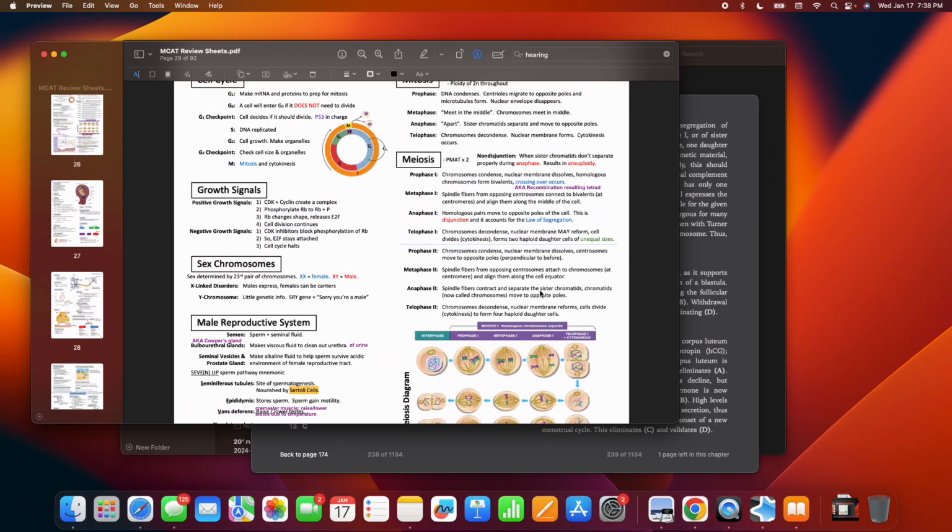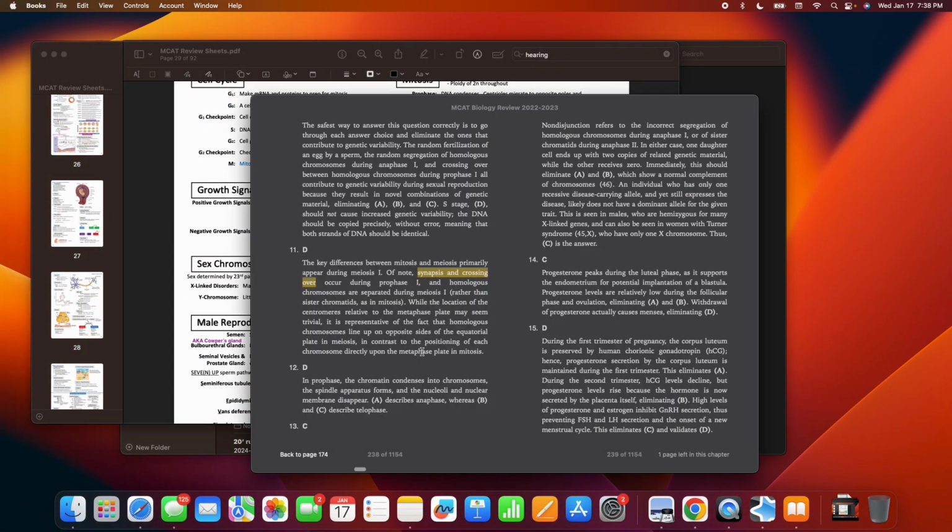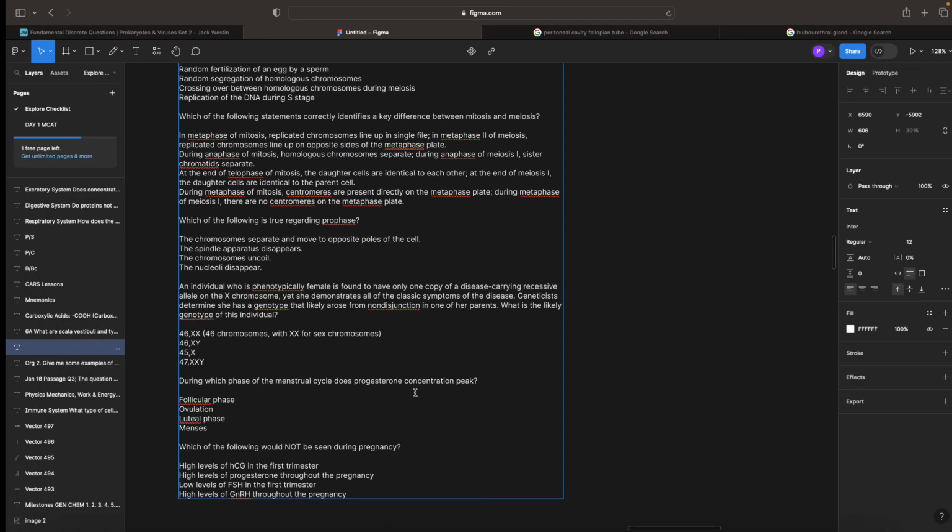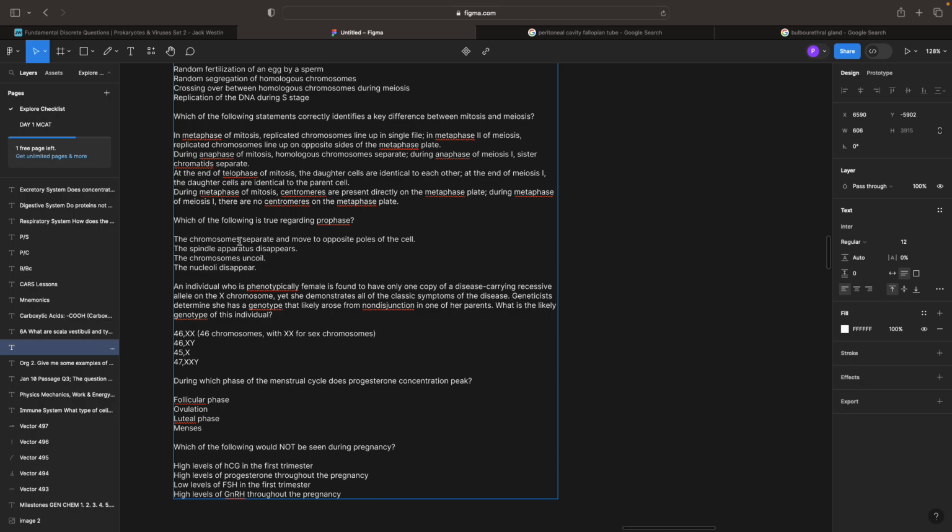So let's go here. In prophase, the chromatin condenses into chromosomes, the spindle apparatus forms, and the nucleoli and nuclear membrane disappear. A describes anaphase, where B and C describe telophase. So chromosomes separate and move to opposite poles of the cell. This is for anaphase, the separation.